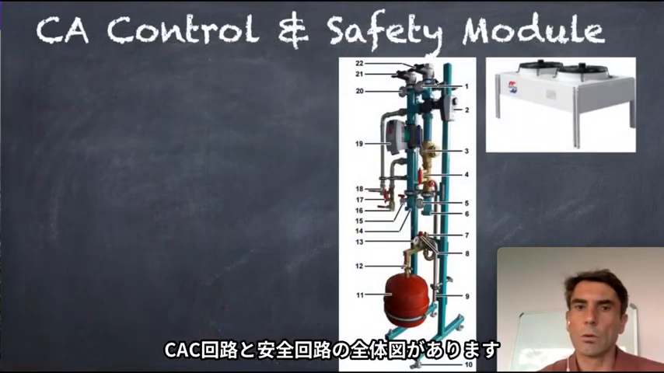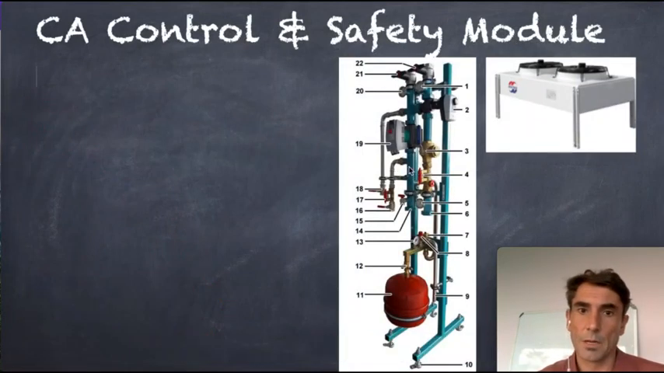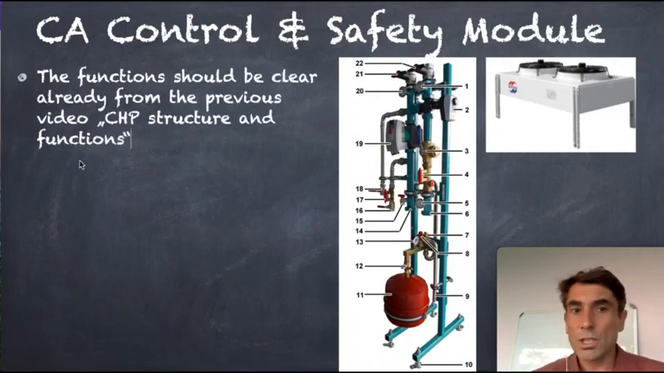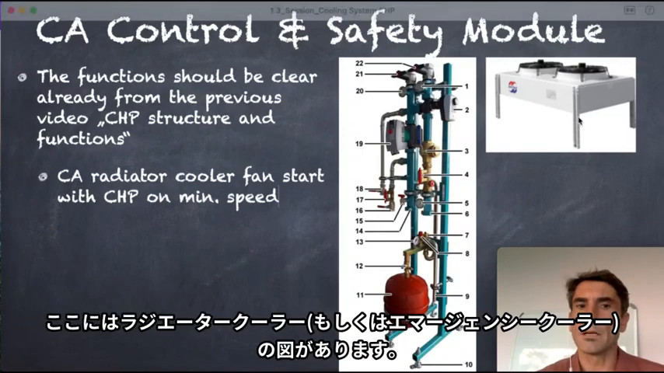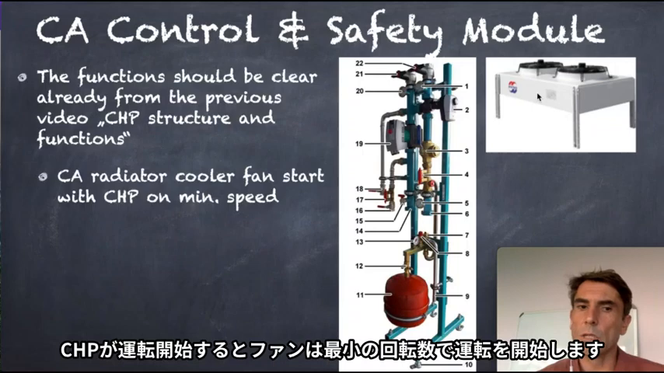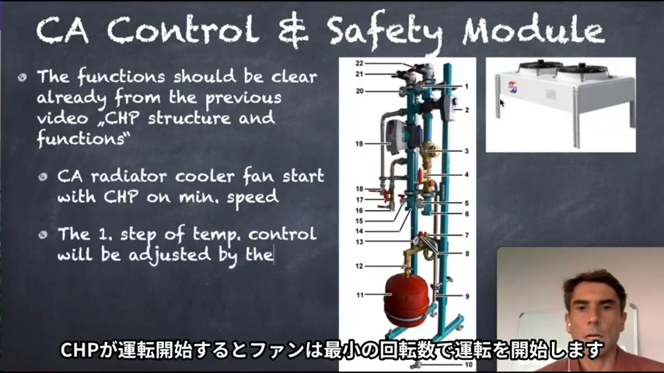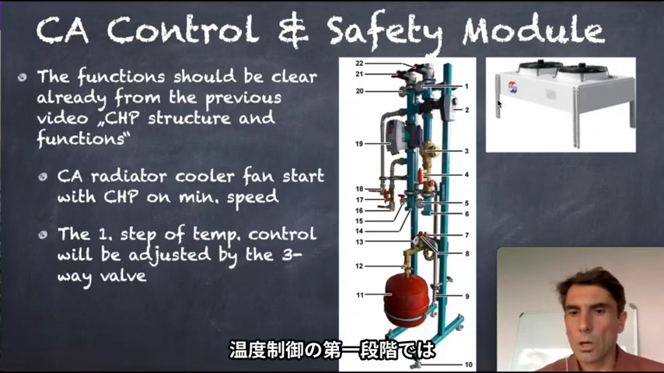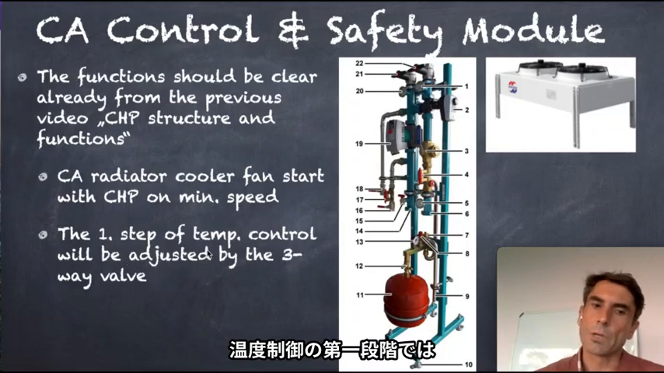Okay, so we have here our charge air cooler control and safety module system. So the function should be clear from the previous videos. We have here a radiator cooler. The radiator cooler starts with the CHP and operates on a minimum fan speed. We have the first step of control for the temperature, the charge air temperature.